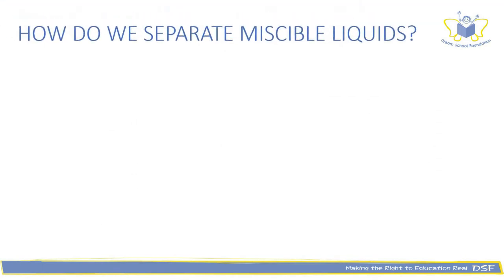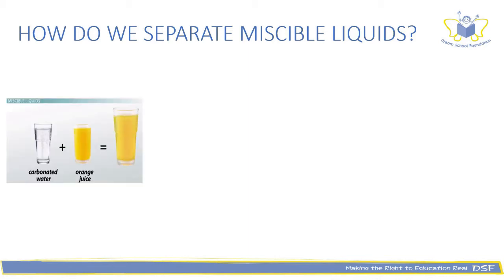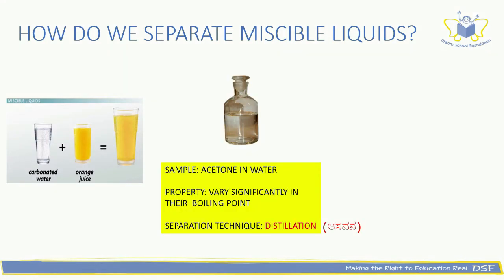Now let us try to understand how we separate miscible liquids. We already looked at immiscible liquids, right? How about miscible liquids? Yes, the liquids that blend well with each other, when one dissolves in another, we call them miscible liquids. For example, orange juice in water is miscible. Acetone in water is also miscible, and that is the sample we are going to consider now. How do we go about separating them?